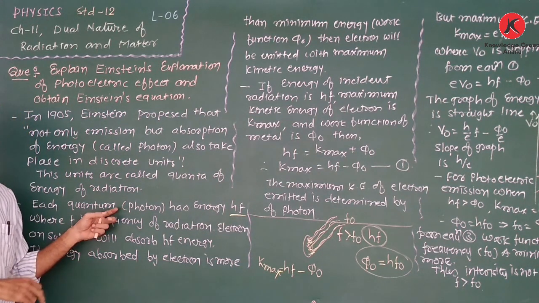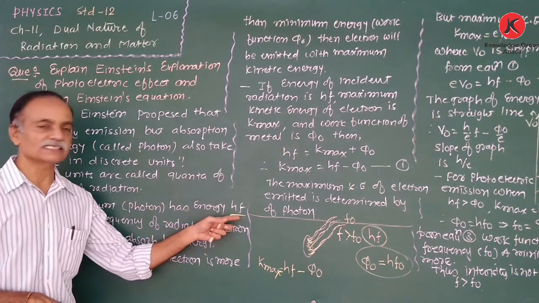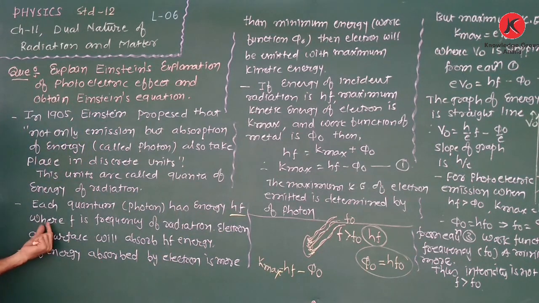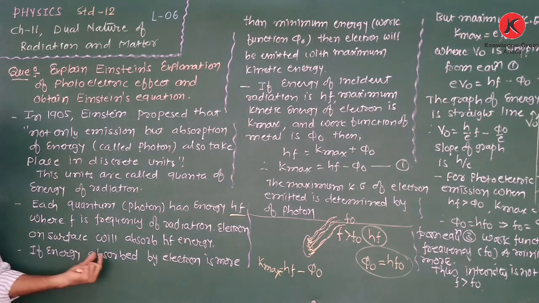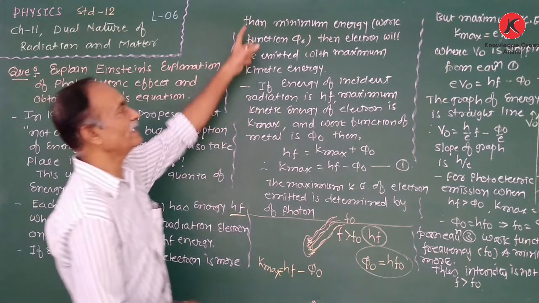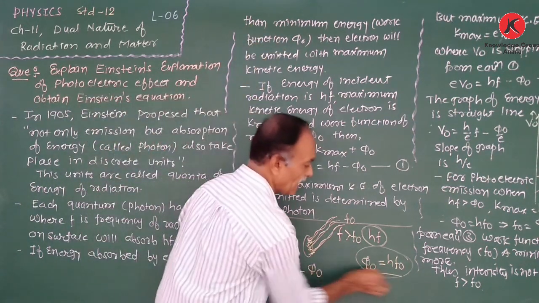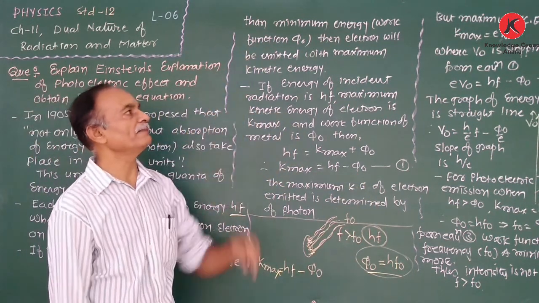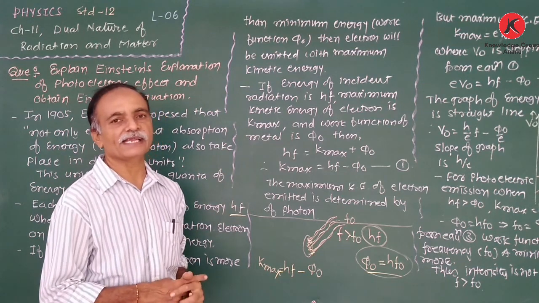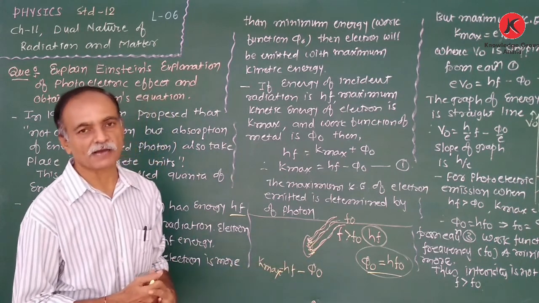Again, what is a photon? A photon is a bunch of energy hf, where f is the frequency of the radiation. The electron on the surface will absorb hf energy. If the energy absorbed by the electron is more than the minimum energy, that is the work function phi 0 equal to hf0, then the electron will be emitted with maximum kinetic energy. Therefore, K maximum is equal to hf minus phi 0.